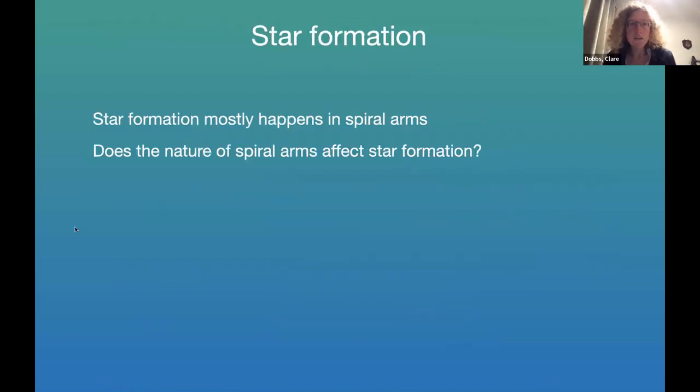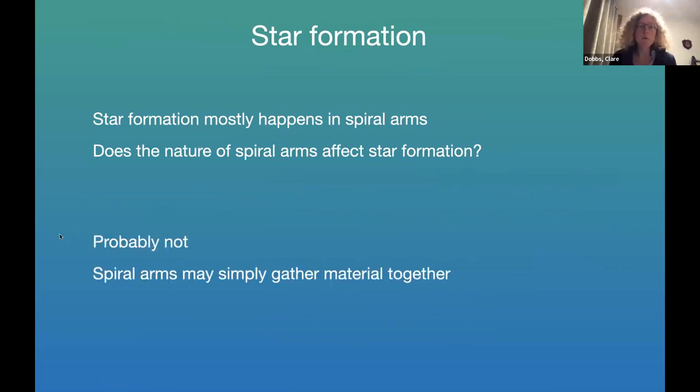So on just the last part, I was just going to talk a little bit about star formation in spiral arms. So I suppose one of the questions that we're often interested in is, do spiral arms affect star formation? So we know that stars form in spiral arms, but do they actually have any influence on star formation? And we think the answer is probably not. So at least in my work, and I think the general consensus from other work, is that the spiral arms just gather material together. They just gather the gas together. If you didn't have the spiral arms, the gas would still be star forming. It would just be spread much more around the disk rather than in the spiral arms.